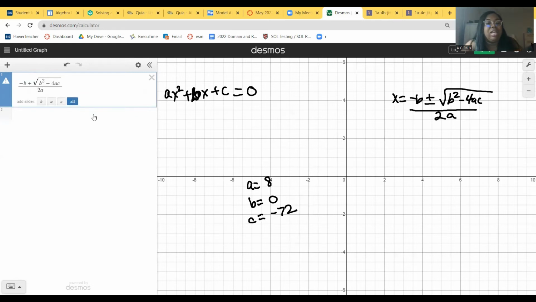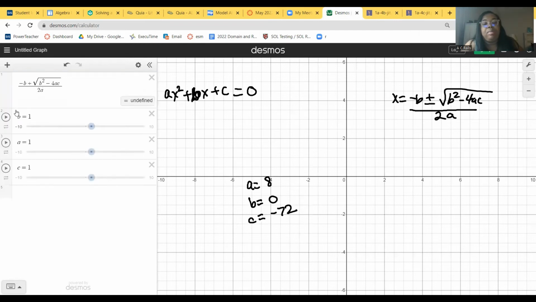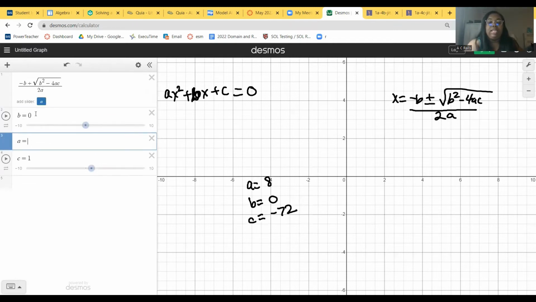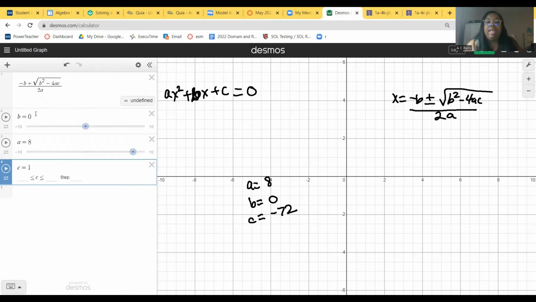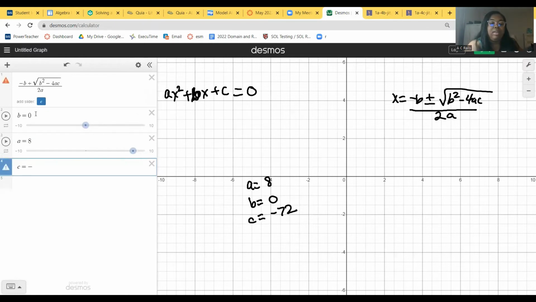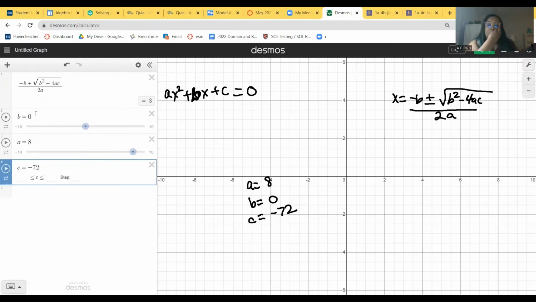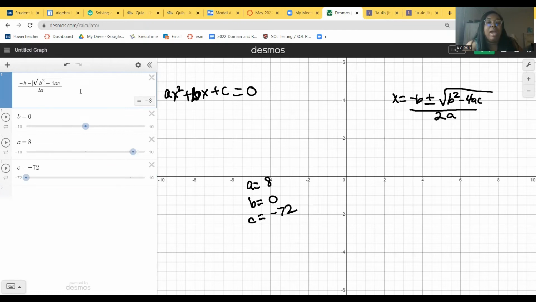Now you can add a slider, but keep in mind the first thing that comes up is b. So b was 0, a is 8, and c is negative 72. Now, you get the 3 just like Emil did, but don't forget the quadratic formula has plus or minus. So 3 is one of the answers. You have to back out the plus and put a minus, and negative 3 is the other answer.